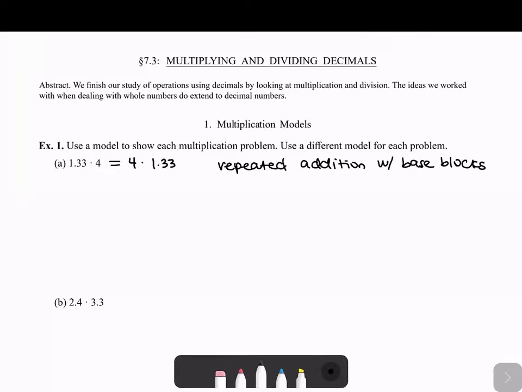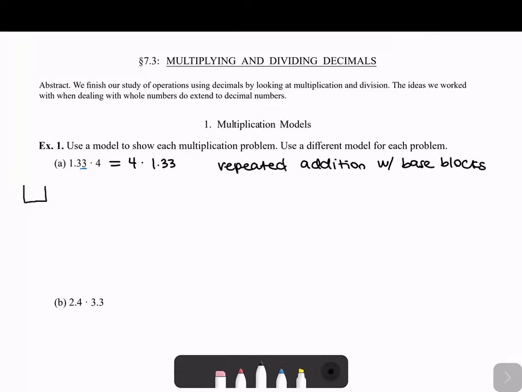So remember that whenever we represent a decimal number using base blocks, we first have to note which size base block will represent 1. So because we have a 3 here in the hundredths place, that means we're going to use a flat to represent 1.